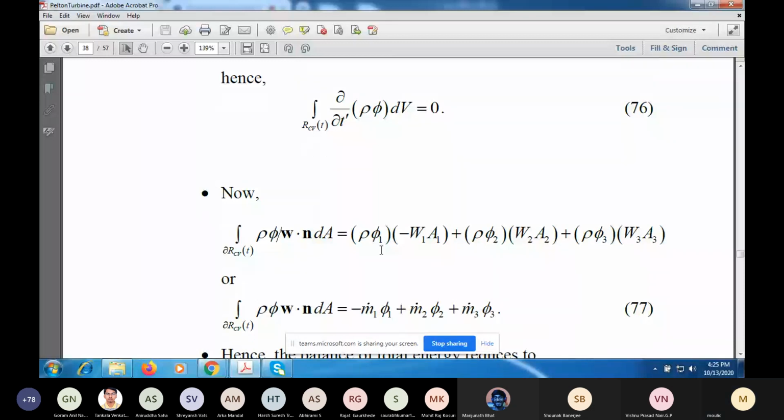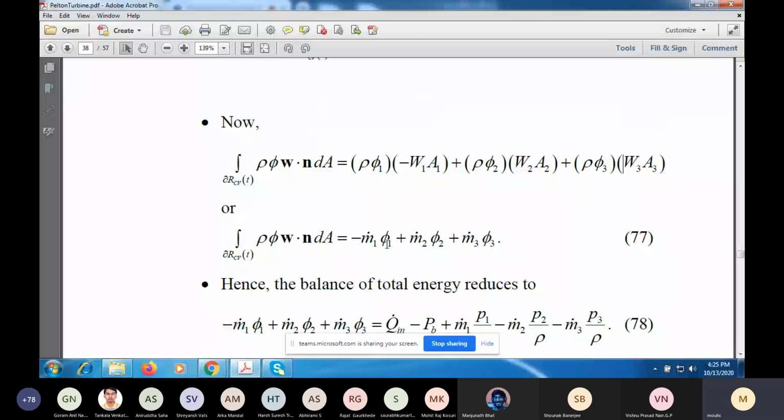One is the influx, so I have the minus sign here. So W dot N is negative on section 1. So you will have rho phi at section 1 multiplied by minus W1 A1. And then you have the outflux of the property through section 2 and the outflux through section 3. So I can write it simply as minus M1 dot phi 1 plus M2 dot phi 2 plus M3 dot phi 3.